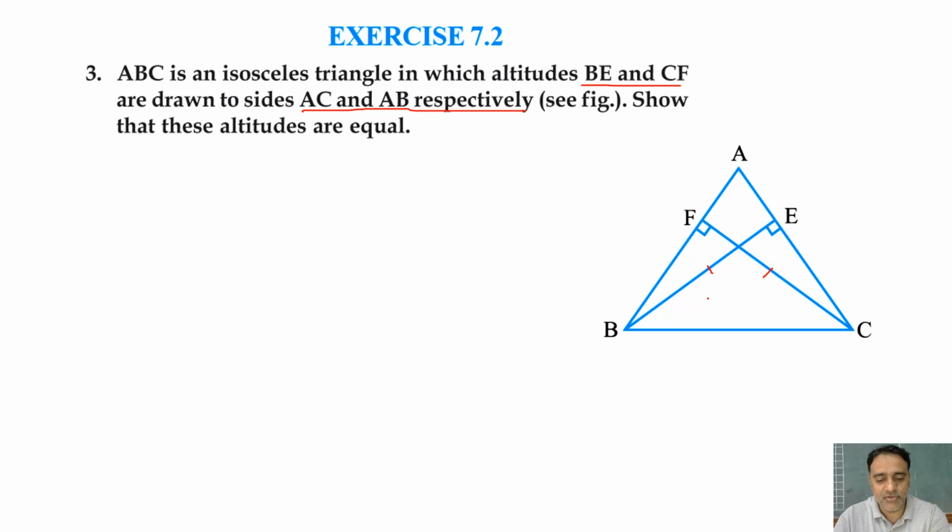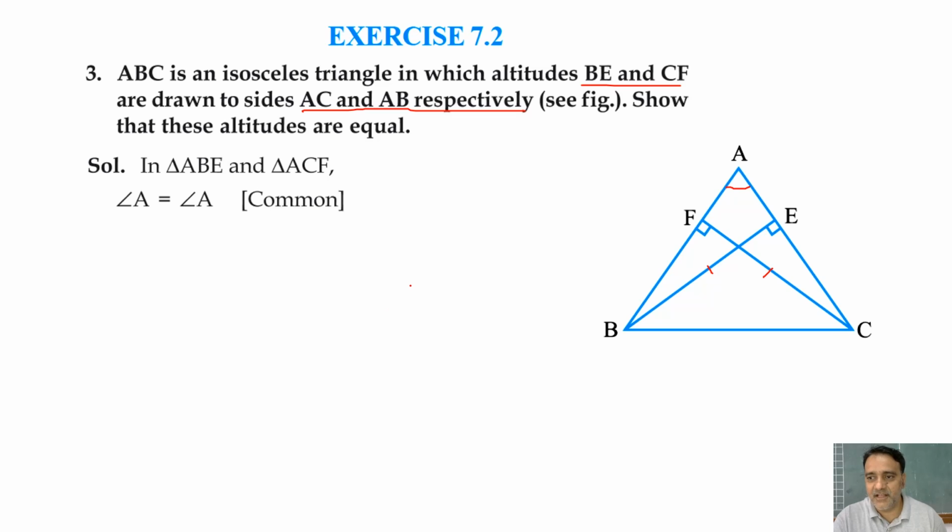Okay. So सबसे पहले हम लोग क्या करेंगे? We'll take these two triangles ABE and ACF. Okay. So ये दोनों triangles मैं ले रहा हूँ. Angle A is common. Okay. Now next, and these two angles are equal. Why? Each 90 degree. Each 90 degree, and AB is equal to AC. Given, right.